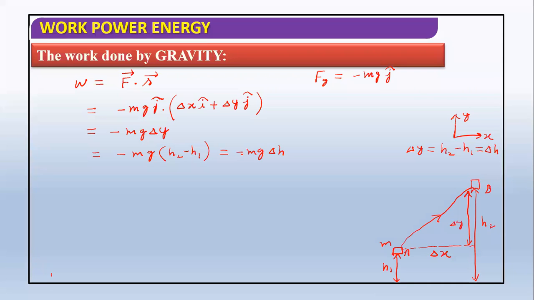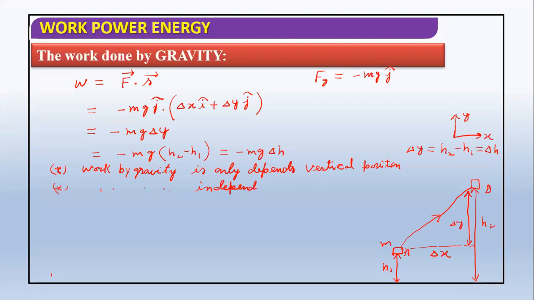So what does it mean? There are some points which we can understand from it. The work done by gravity only depends upon the vertical position change. No work will be done if you change the horizontal position, so it is independent of horizontal movement. So work by gravity only depends on vertical positions. Second, work by gravity is independent of horizontal movement.